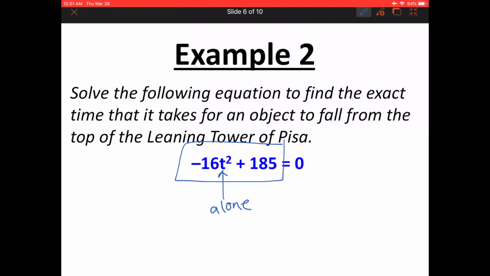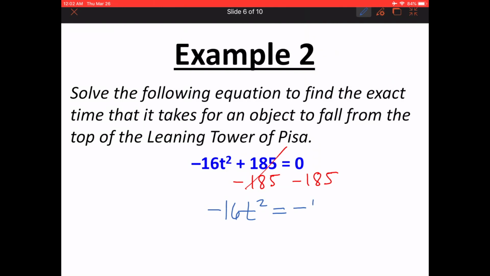And I always see, is there anything that I can add or subtract first? That's what I always want to do first. And the answer is yes. There is something that I can add or subtract. What I can add or subtract is that 185. Since it's a plus 185, the opposite operation is minus 185. If I do it to one side, I have to do it to the other side. Here they cross out, so I am just left with negative 16 t squared equals negative 185.